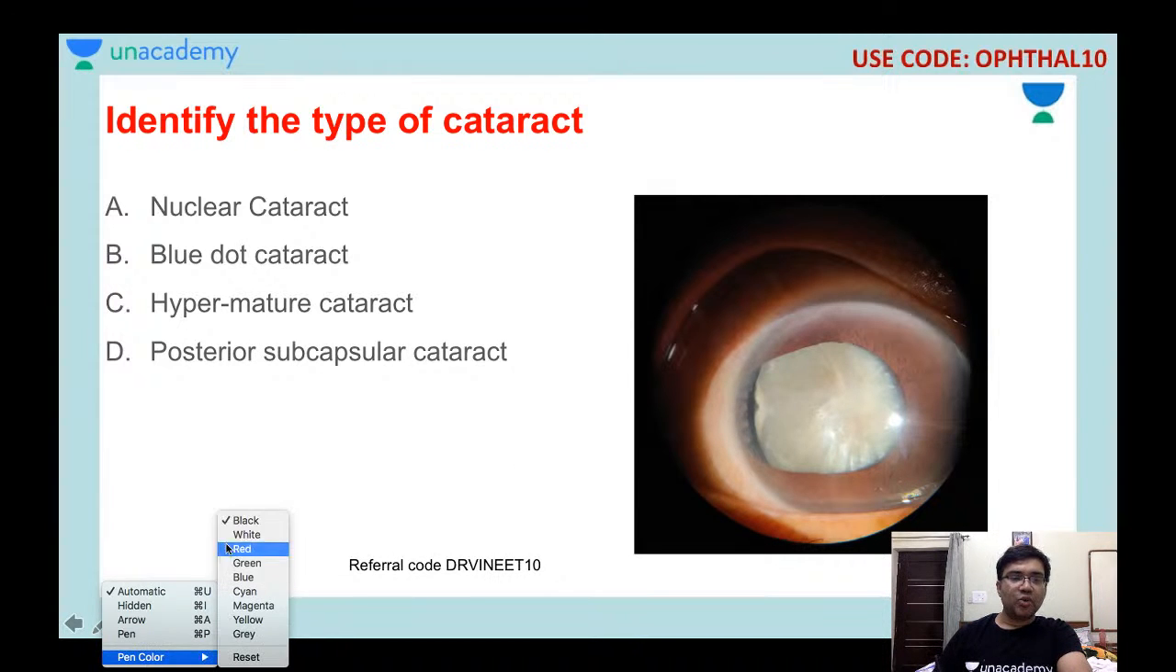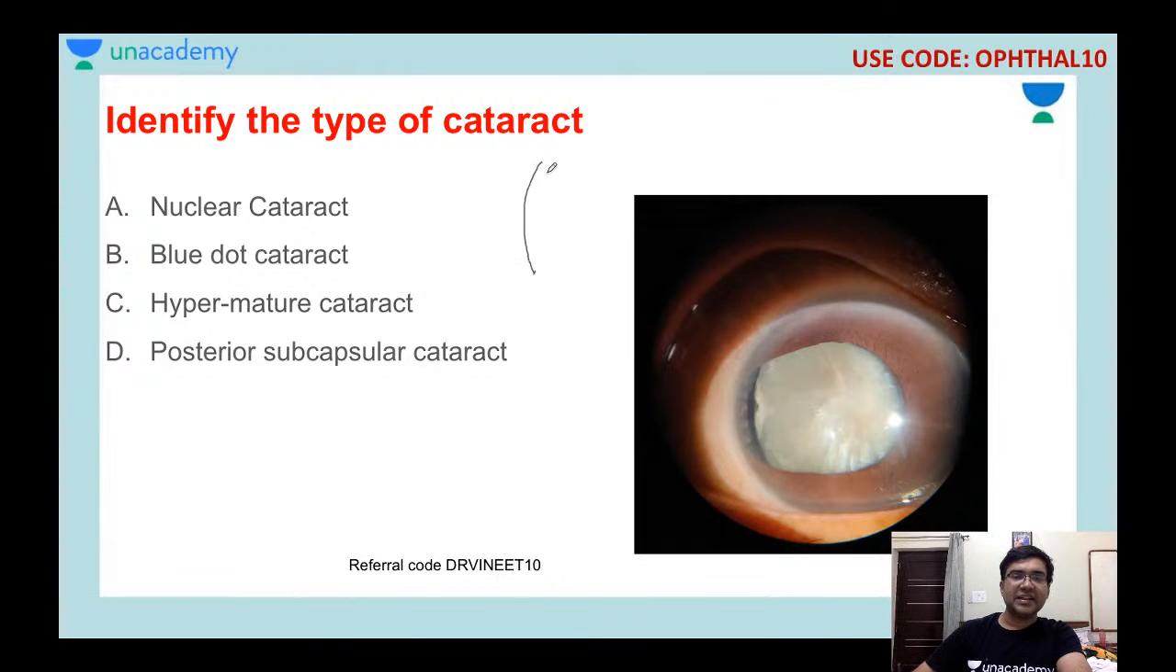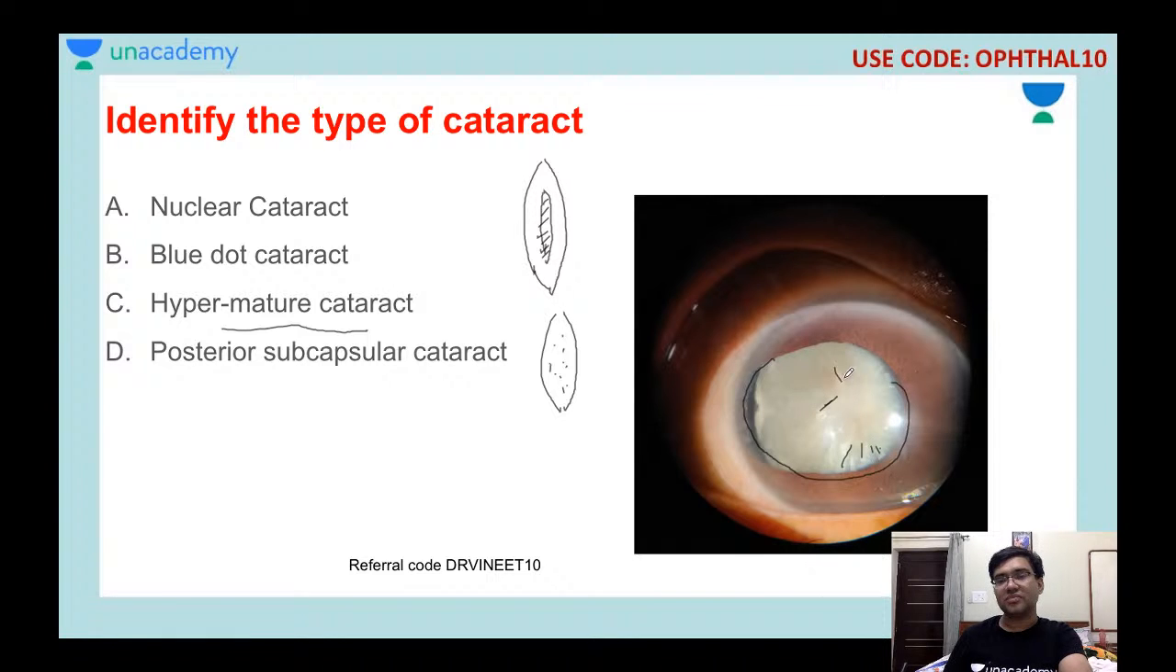So remember, in a nuclear cataract, you can definitely see the capsule and the cortex, and you see the opacity in the center of the nucleus. In the blue dot cataract, you would only see some punctate opacities here and there. In the hypermature cataract, you would not be able to see anything in the cortex or in the nucleus. You have a very dense cataract, and also you are having the wrinkling of the anterior capsule. Okay, so this is a hypermature cataract.